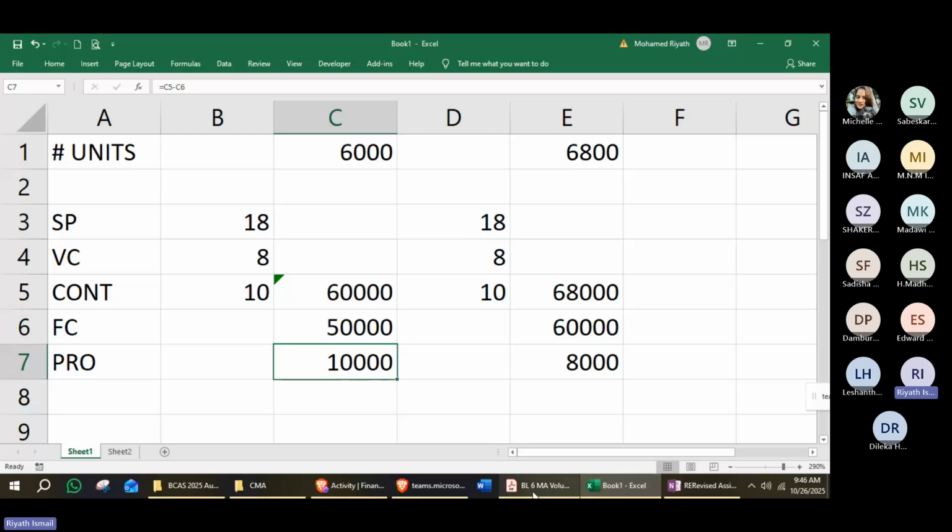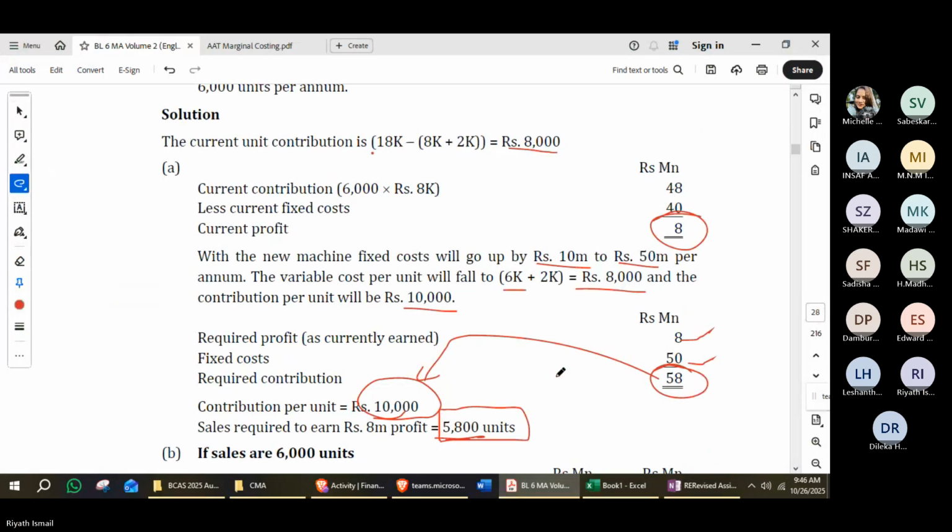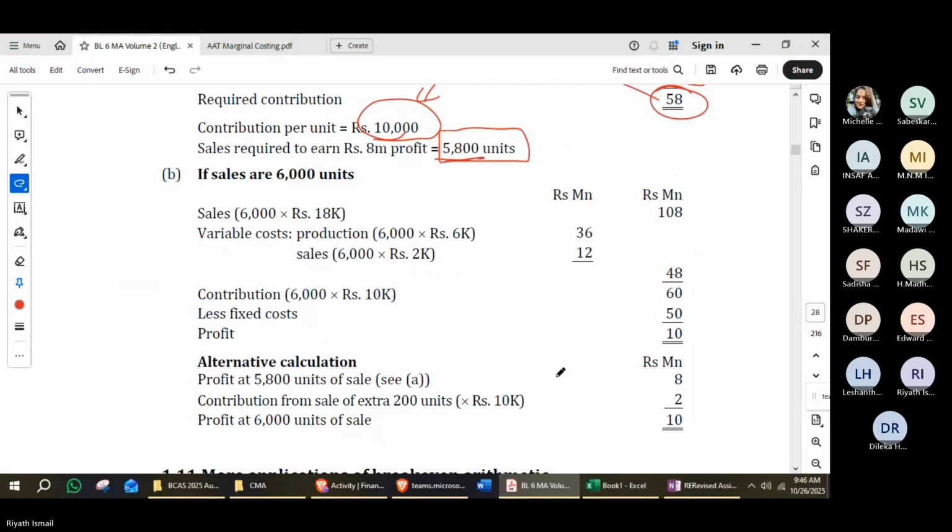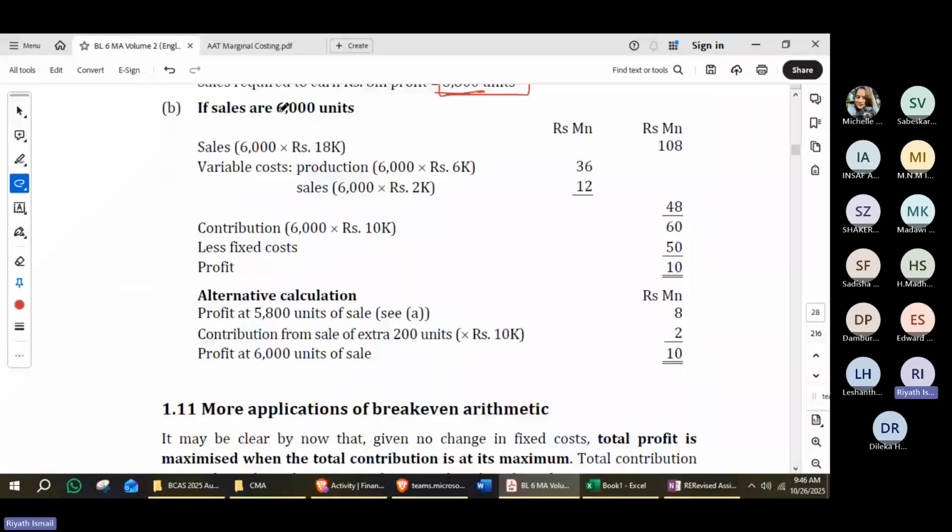You see here. If sales are 6,000 units, right? Selling price no changes, sales value no change. Variable cost could be 48 million, contribution 60, fixed cost 50, and profit 10.